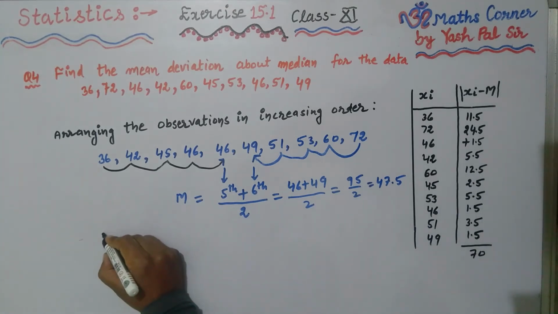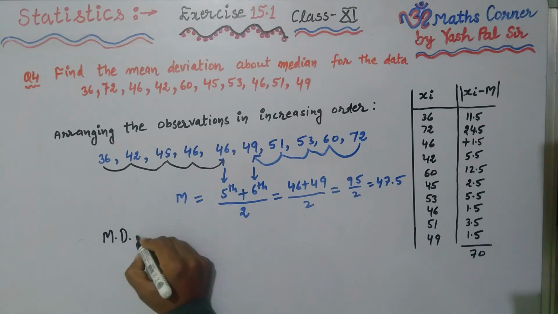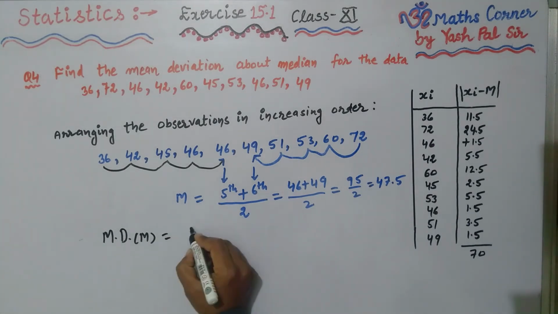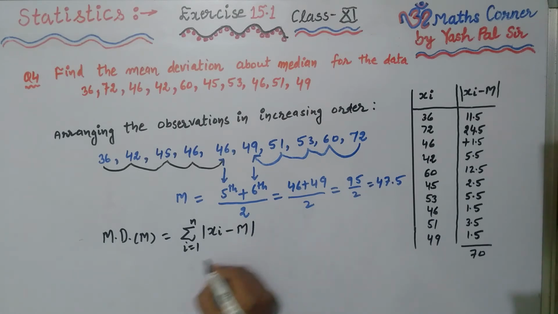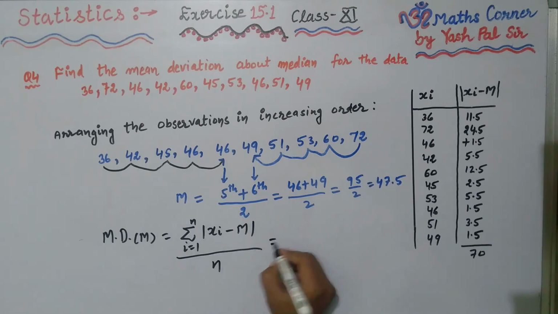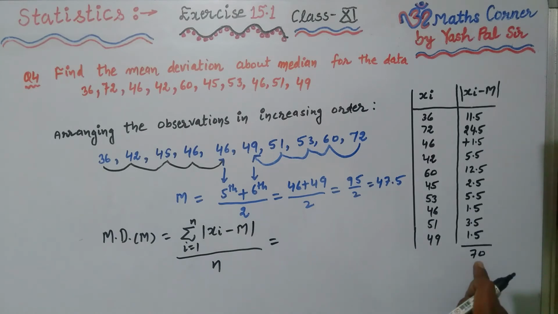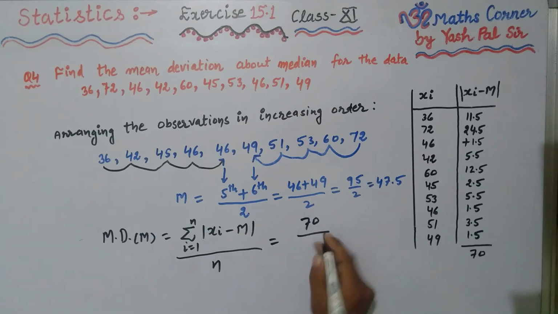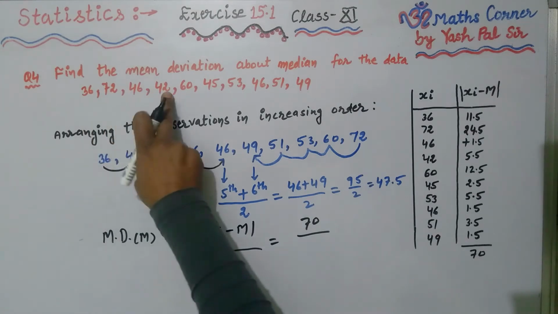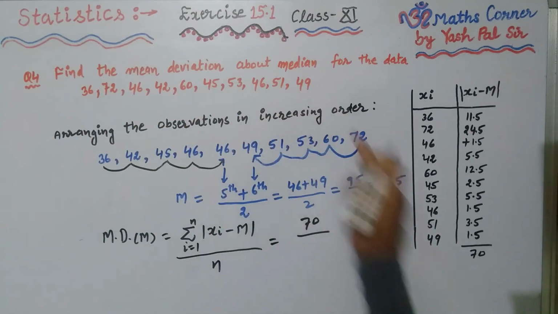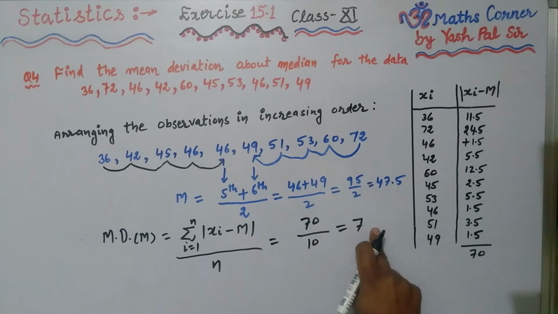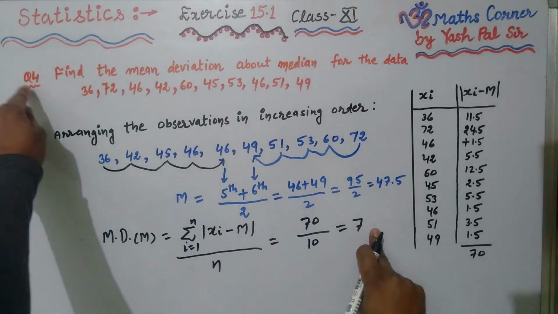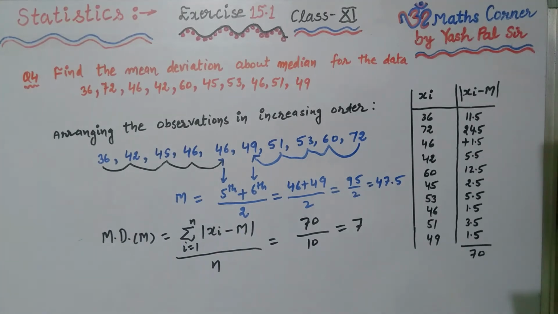So here we write the mean deviation about median formula: summation i equals 1 to n of |xi minus median| whole divided by n. This summation we have calculated equal to 70, divided by n. n means 1, 2, 3, 4, 5, 6, 7, 8, 9, 10. 10 is the sum. So 70 divided by 10 is 7. 7 is the mean deviation about median. So this was our question number 4.